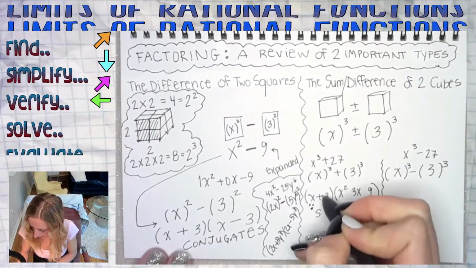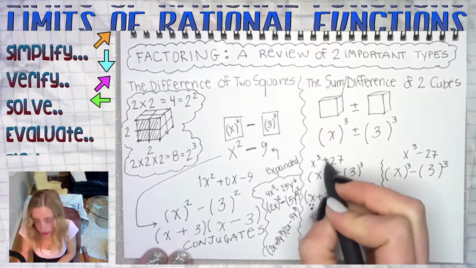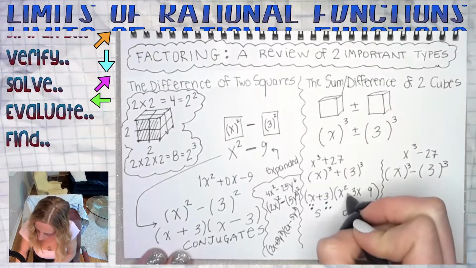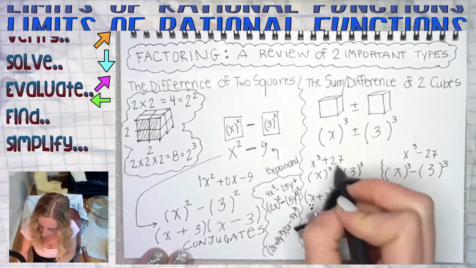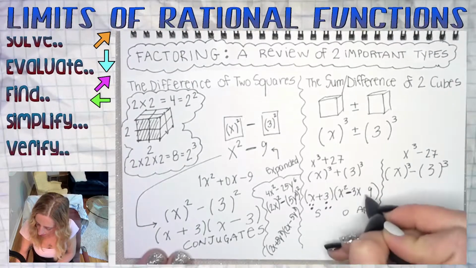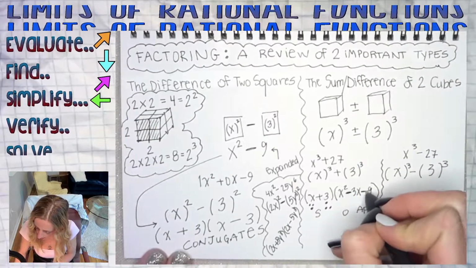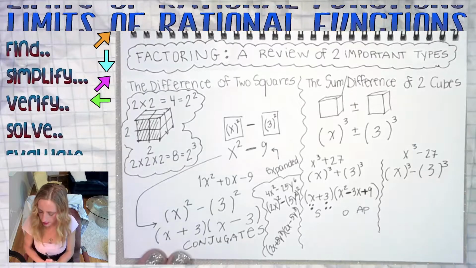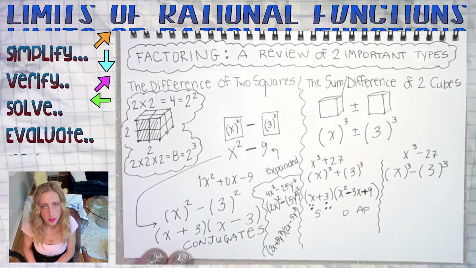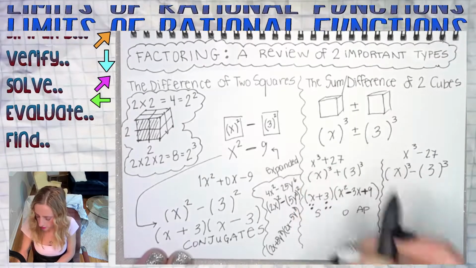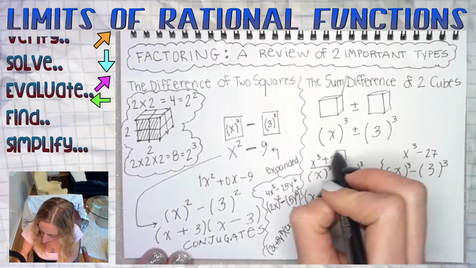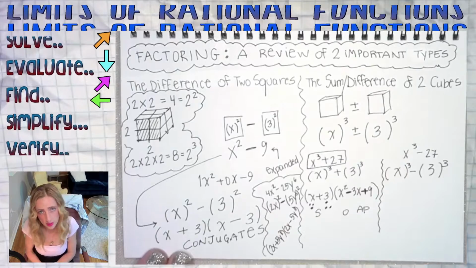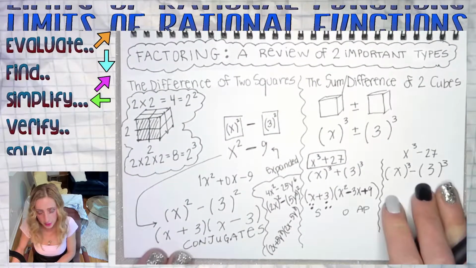S-O-A-P. Same as the sign in the original problem. This one will be the opposite of that sign in the original problem. And the last one is always plus. It's always a plus sign. And that, ladies and gentlemen, is how you factor something presented to you, such as x to the third plus 27.